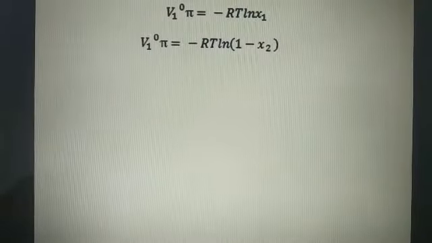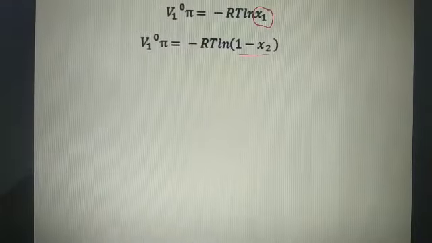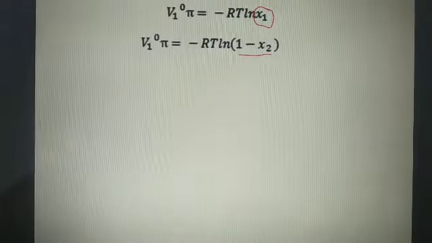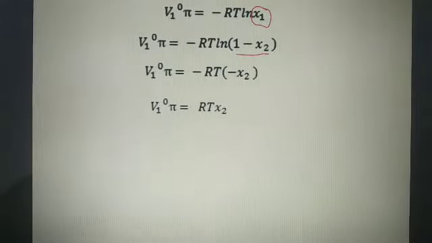Since that is the mole fraction of the solvent, it can be changed into solute by changing into 1 minus x2. Then, using the corollary that when x2 is less than 1, log of 1 minus x is equal to minus x, so it is minus x2 that is being substituted here. So minus minus goes, and it is V1 naught pi that is equal to RT x2.